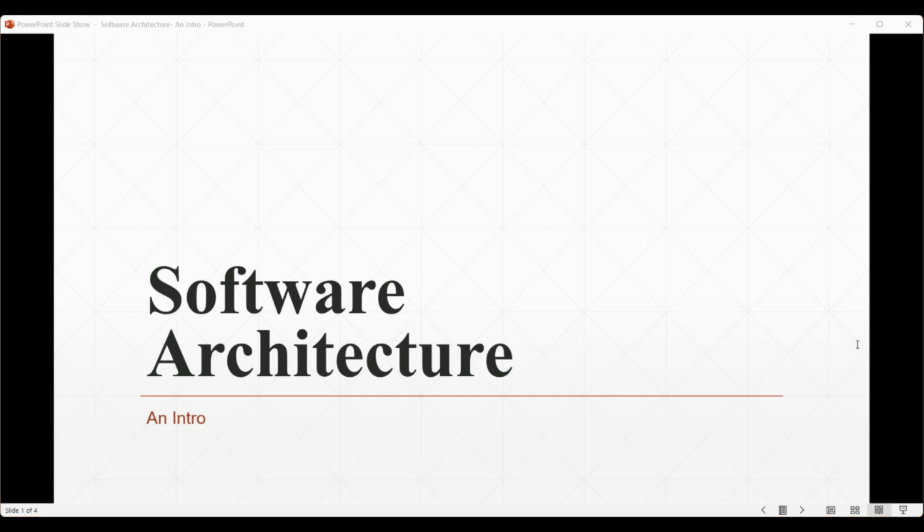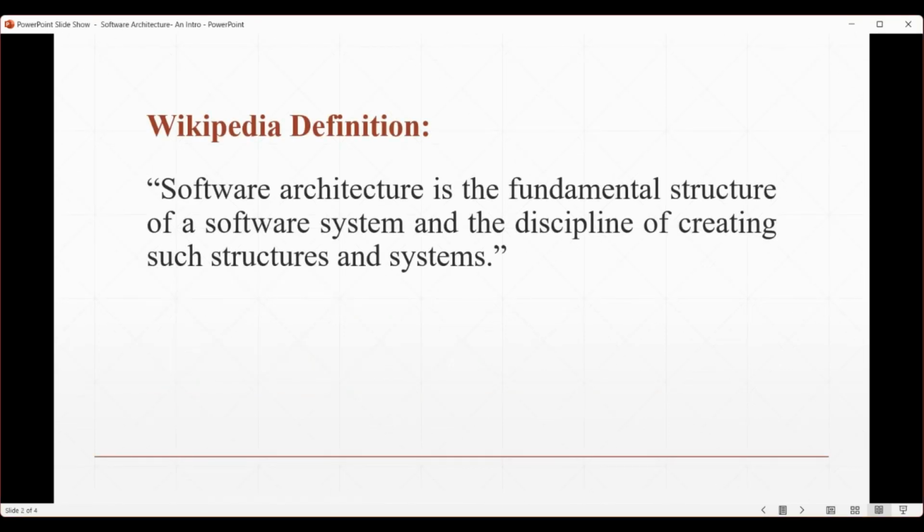What is software architecture? A lot has been said and written about it. From a simple Wikipedia definition that says software architecture is the fundamental structure of a software system and the discipline of creating such structures and systems, to more generic ones, like software architecture of a system represents the design decisions related to overall system structure and behavior.